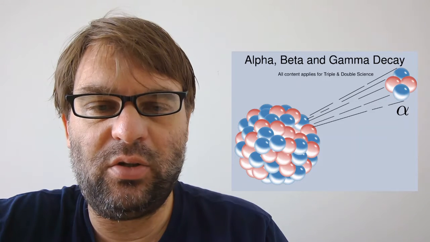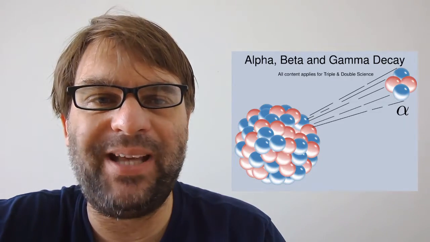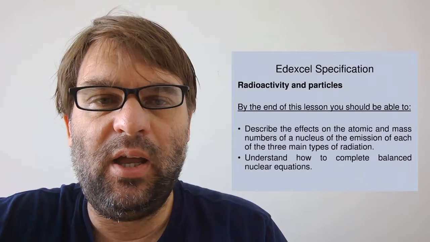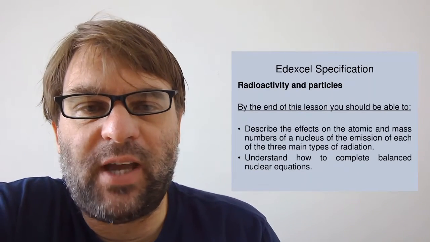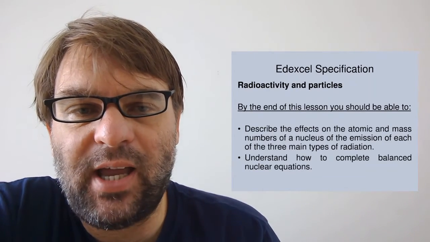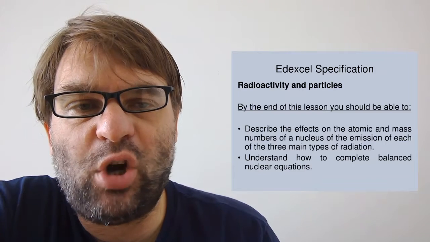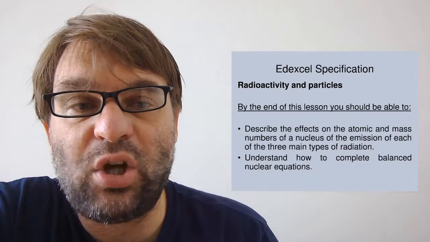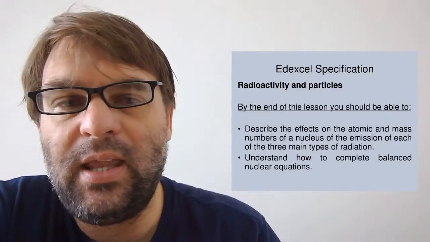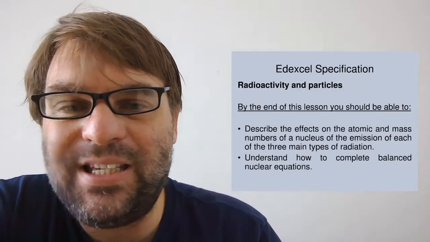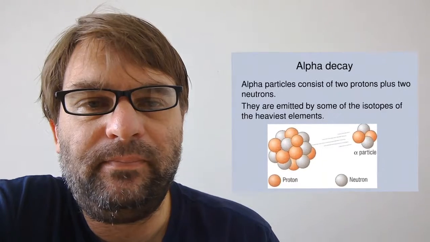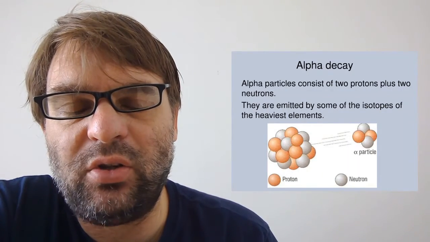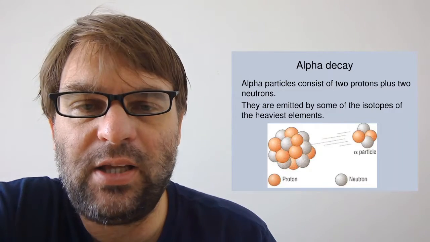So welcome to today's lesson on alpha, beta and gamma decay. In terms of the specification, only two learning objectives today: describing the effect on the atomic and mass numbers of a nucleus of the emission of each of the three main types of radiation, and understanding how to complete nuclear equations. Okay, so we've looked at alpha and beta and gamma particles in the previous lesson.